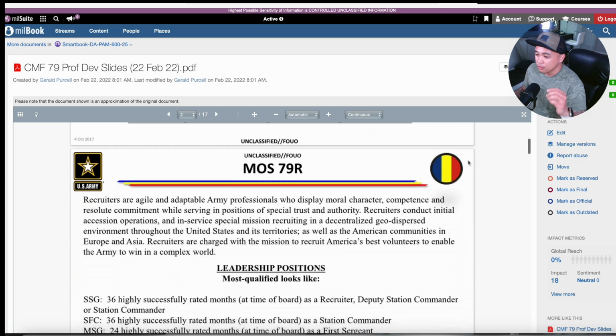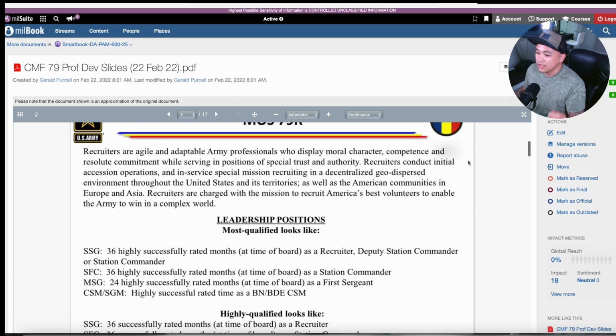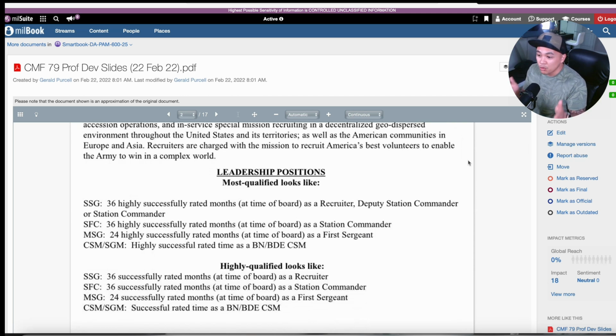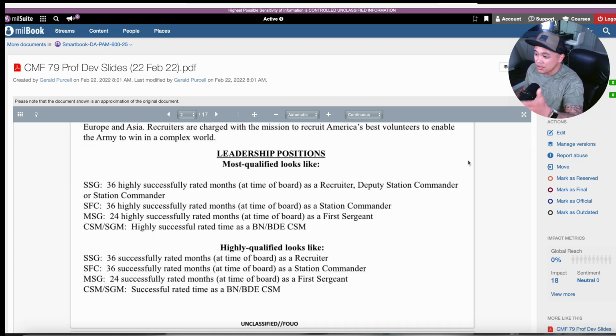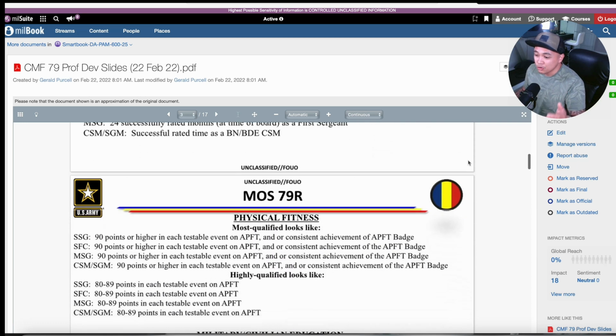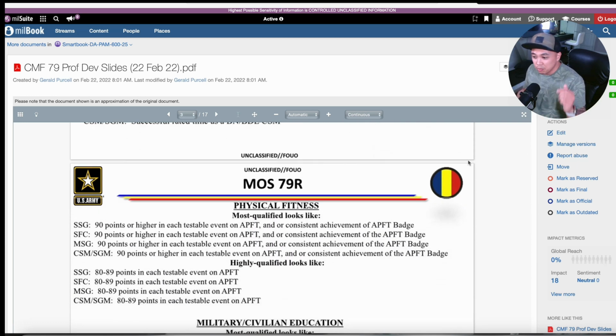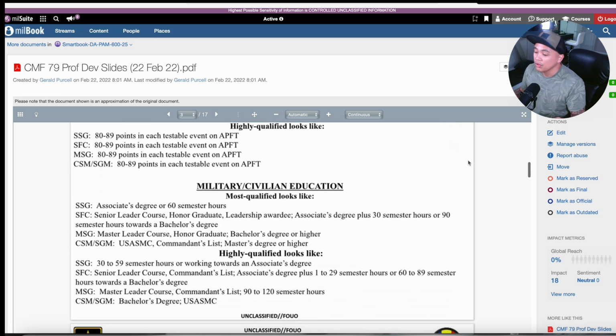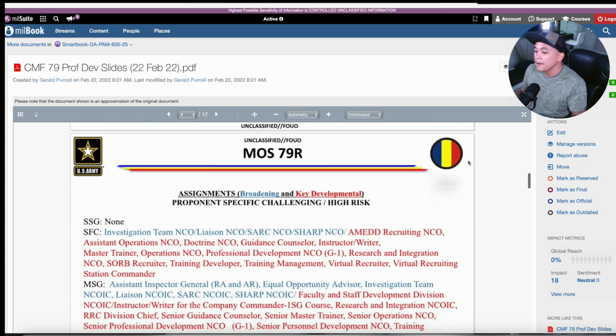Now, if you scroll down, it tells you leadership positions and what most qualified looks like, and also what highly qualified by rank. So staff sergeant, sergeant first class, and if you scroll down, physical fitness, it breaks it down what most qualified and highly qualified. It's really cool, all the way to military education. So this gives you a guide on how to be competitive in the next evaluation board.